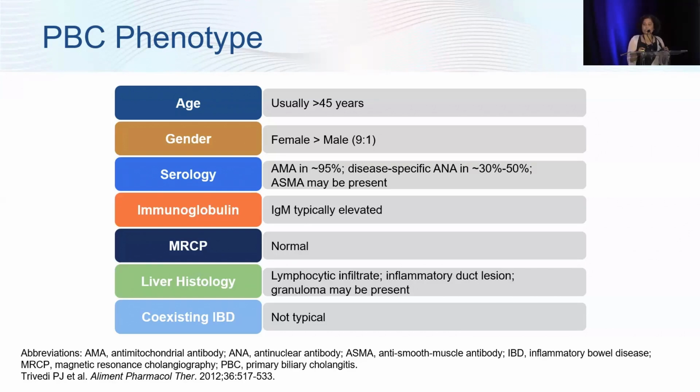AMA, as I mentioned, is highly specific. In 40 to 50% of cases, ANA and SMA can be mildly positive. Immunoglobulin IgM can sometimes be elevated. MRCP will be normal. Remember, PSC is the disease with a large bile duct where the MRCP will be abnormal. In PBC, the MRCP will be normal.